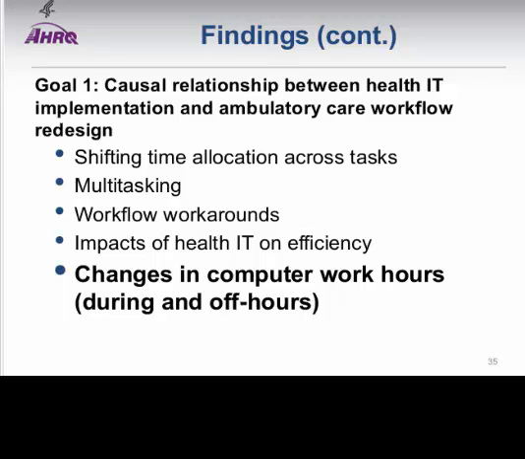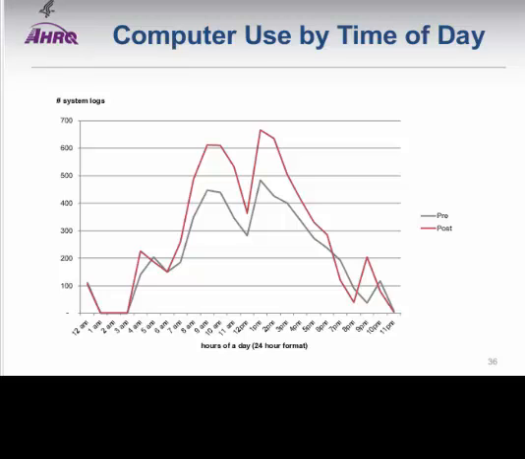So finally, the changes in computer work hours during and after hours. This figure sums up that issue, and this was based on the EHR generated system logs, and that's what's here on the y-axis, the number of logs. In the pre-period is the gray line, and the post-period is the red line. Along here you can see the time of day, the hour of the day. Overall, there was an increase in computer use, but also an increase before work hours, between 4 and 7 a.m., and here late in the evening.